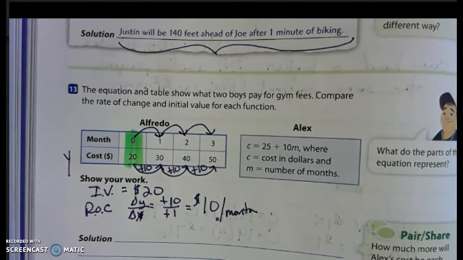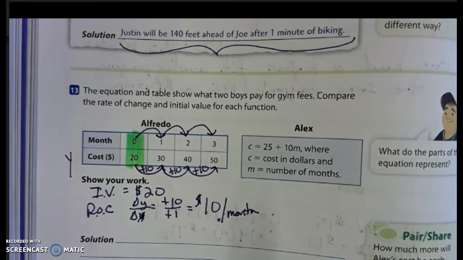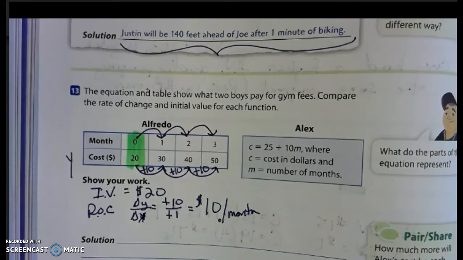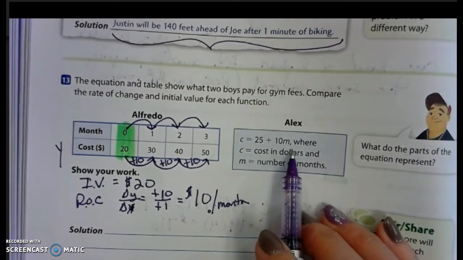Now Alex, they're giving us an equation. No table, no graph, just an equation. Now you can pick this stuff out of an equation. If you can't, then you need to make a table. The cost is $25 plus $10 per month.